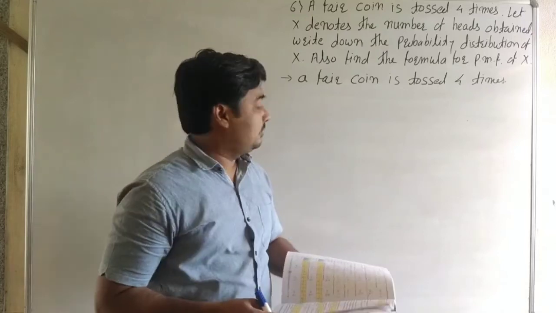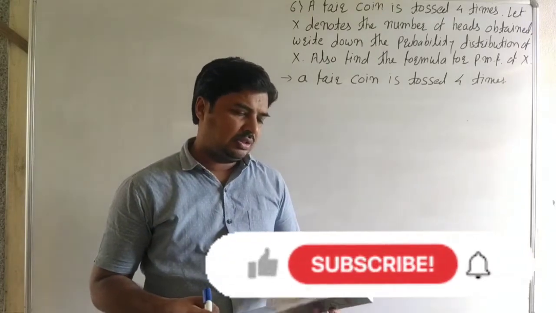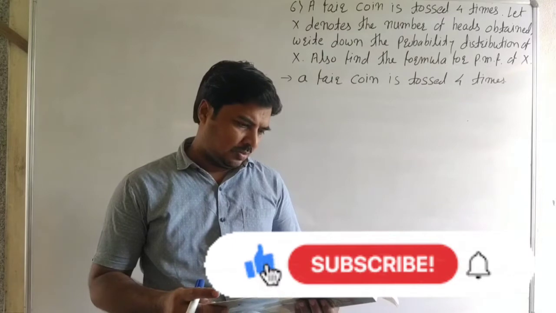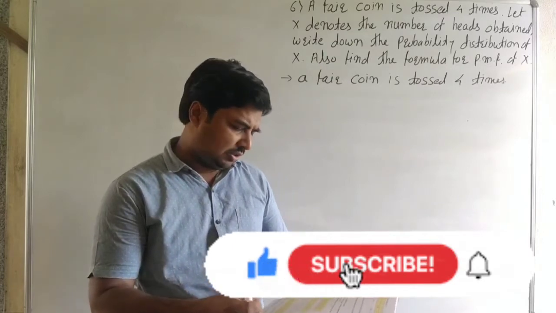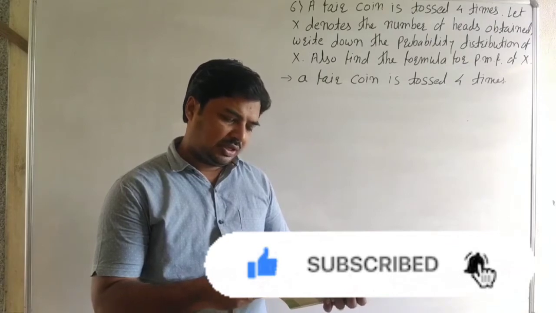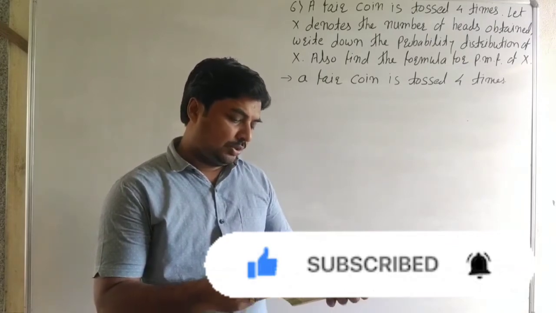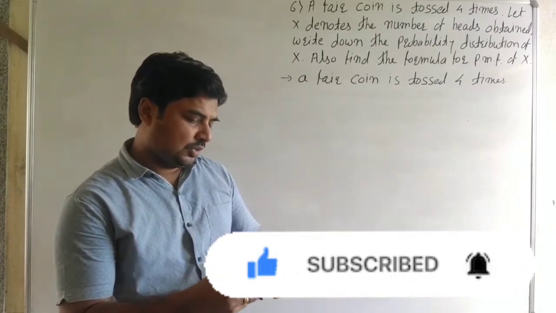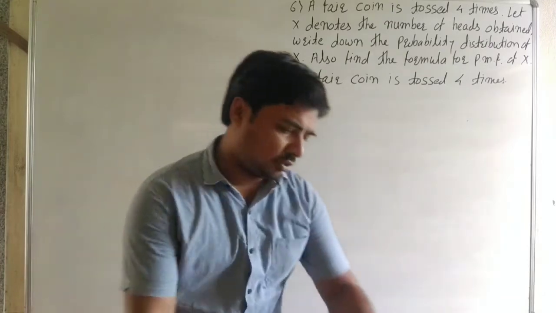Now, in this lecture, we are going to continue the examples in miscellaneous exercise 7. 5 examples are done. Now, example number 6. A fair coin is tossed 4 times. Let x denote the number of heads obtained. Write down the probability distribution of x and also find the formula for the PMF of x.